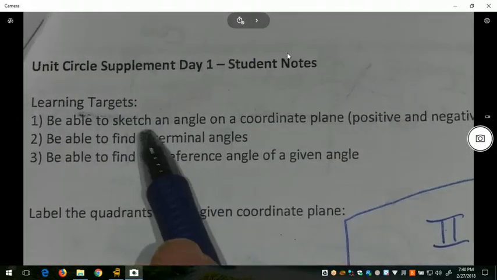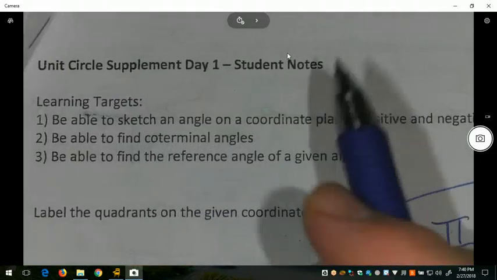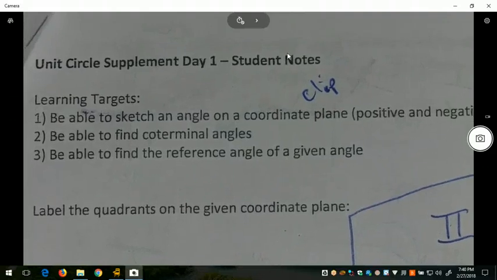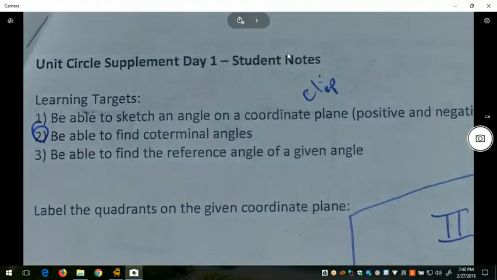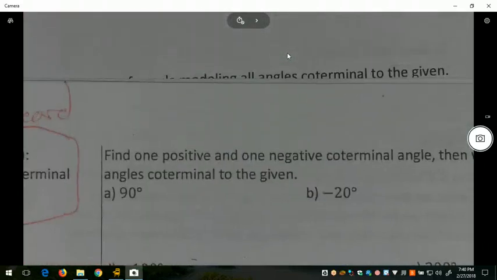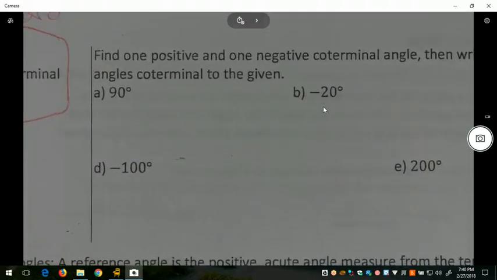So far we've looked at how to sketch angles on the coordinate plane, in example 1, clip 1, covering most of this information. We are now going on to clip 2, being able to find coterminal angles. You're being asked to find one positive and one negative coterminal angle.